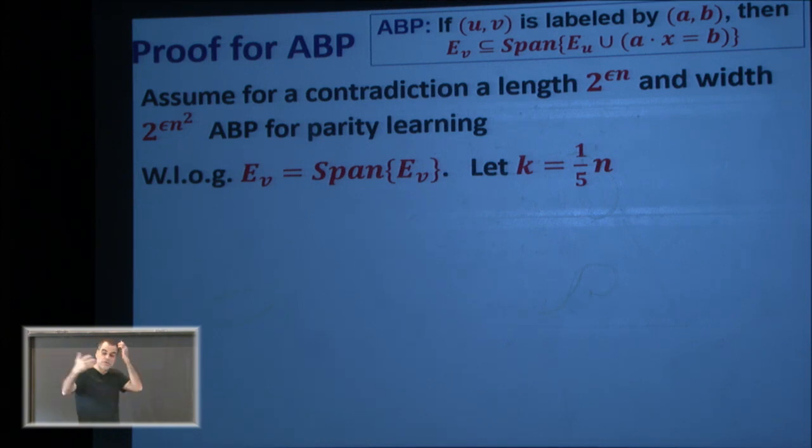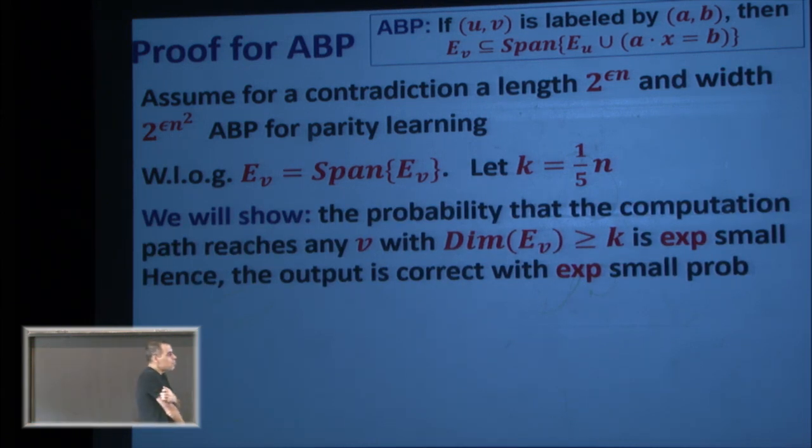Or you can think of the subspace of solutions, as Zev suggested, and actually we will later on think about it as a subset of solutions. Here it's easier to think about it as a subset of equations. And also let's fix k to be some small constant times n, 1 over 5n. Epsilon is much smaller than 1 over 5 for this presentation.